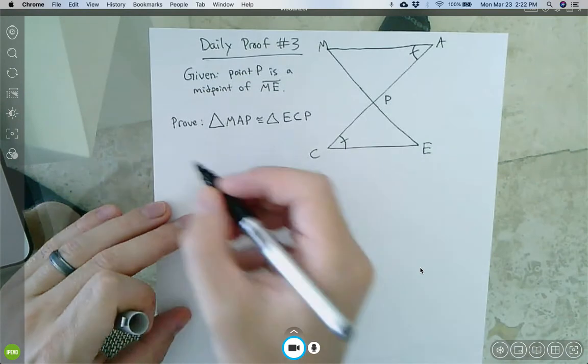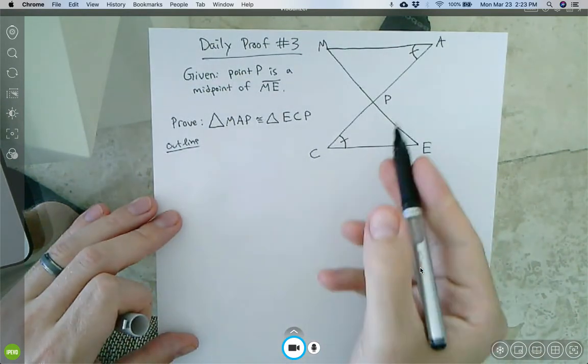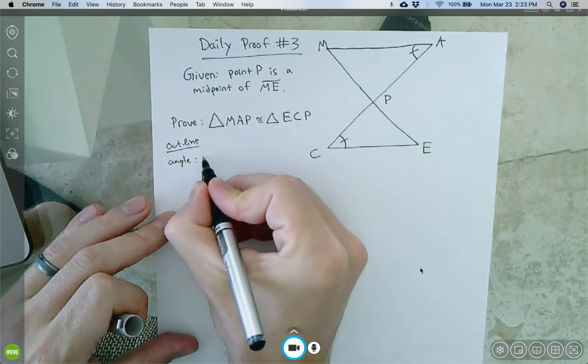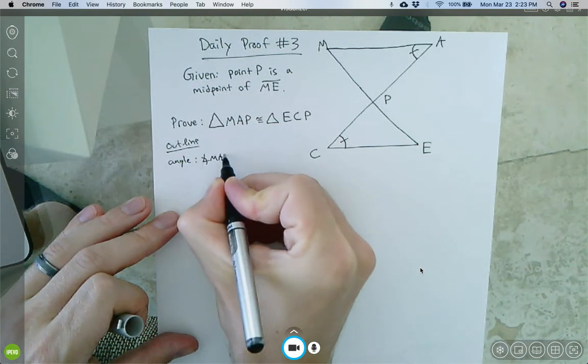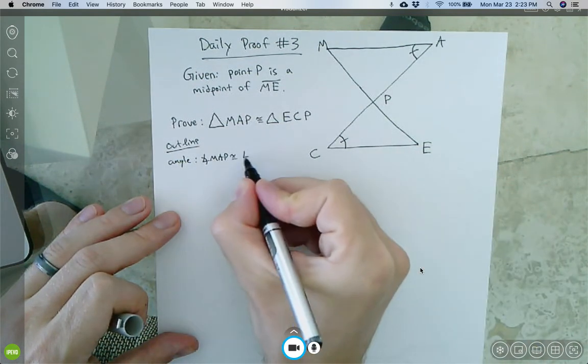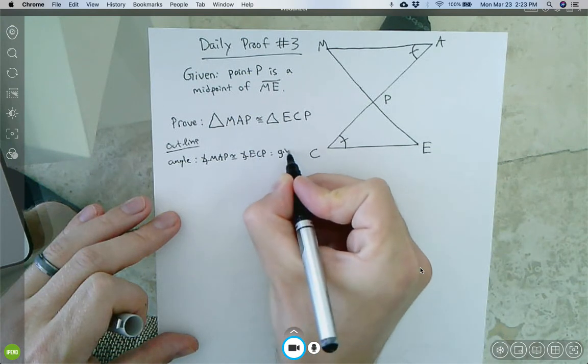Okay, let's start doing our outline right here. I always like to outline my proofs before I start. So I know that there's an angle right here that I know right off the bat. Angle MAP is congruent to angle ECP, and that is a given right there.